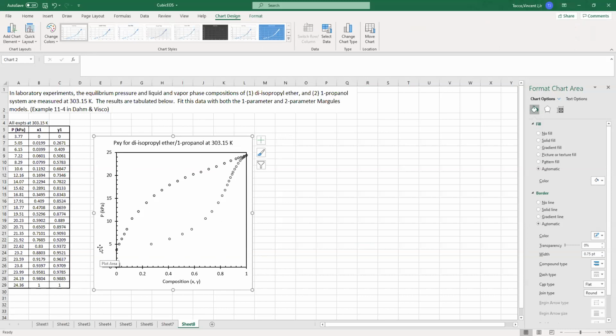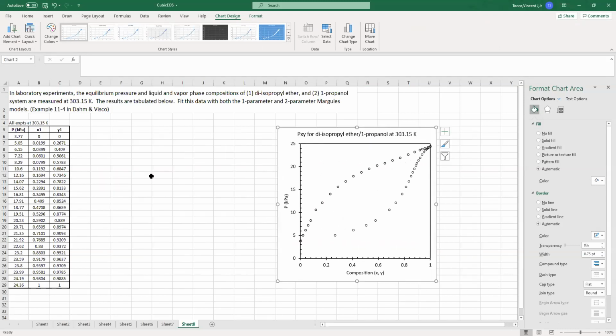I've got darker axes, nice tick marks on the axes. I've done away with those sparse grid lines. Also done away with those orange and blue colors and replaced them by simple black squares. I've got a title for my plot, so now we know that this is a PXY diagram for the two components at 303.15 Kelvin, and I have labeled axes so that I know what I'm plotting versus what.